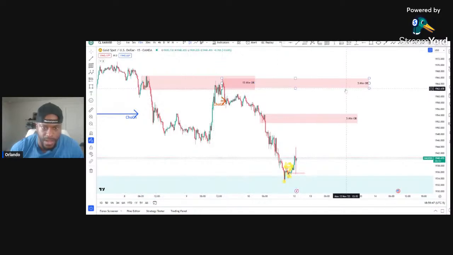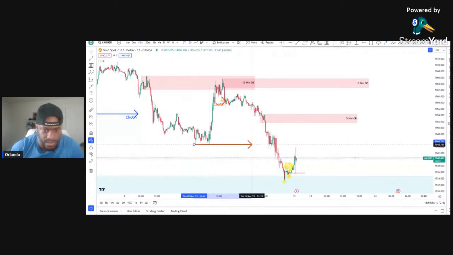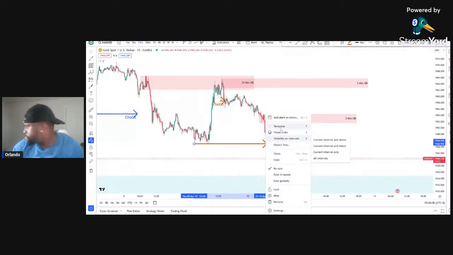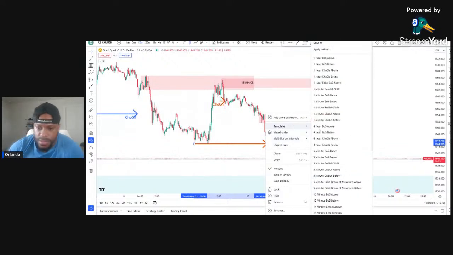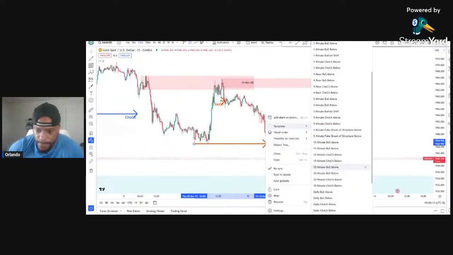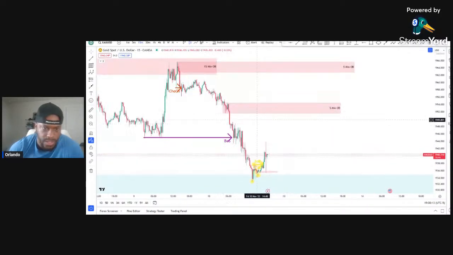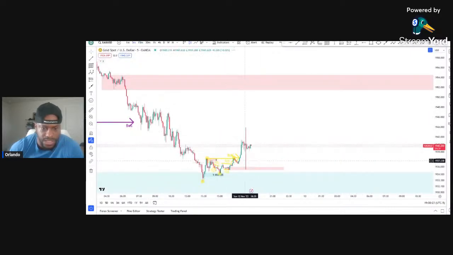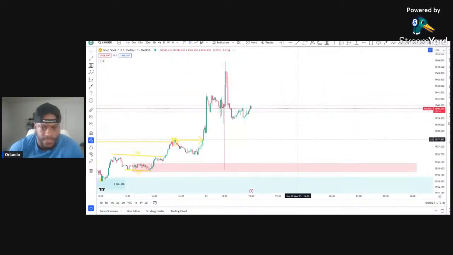Okay, cool. Now price tapped in, changed character right here. Broke this structure low right here, this accumulation. This is a break of structure. On the 15, it's a break of structure below. So now we have all this liquidity right here, and we're looking for price to reverse on a lower time frame. And you can see how internally it is going bullish.